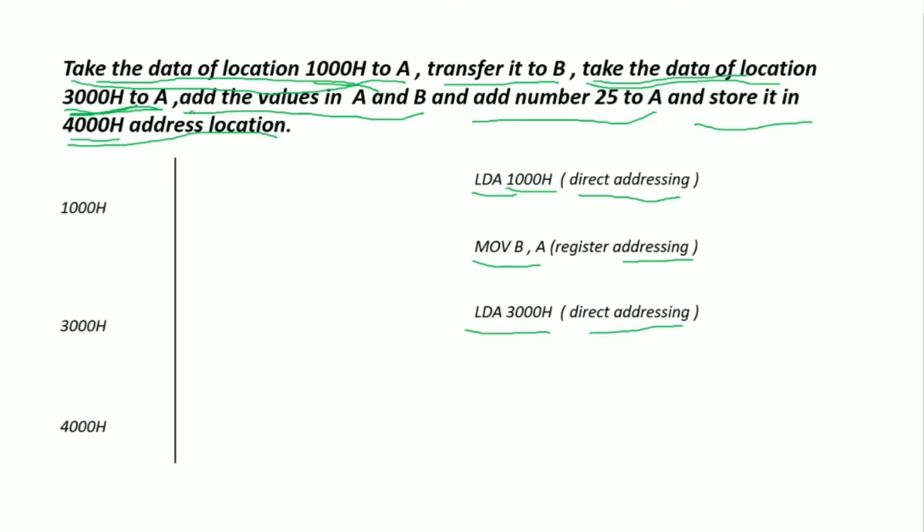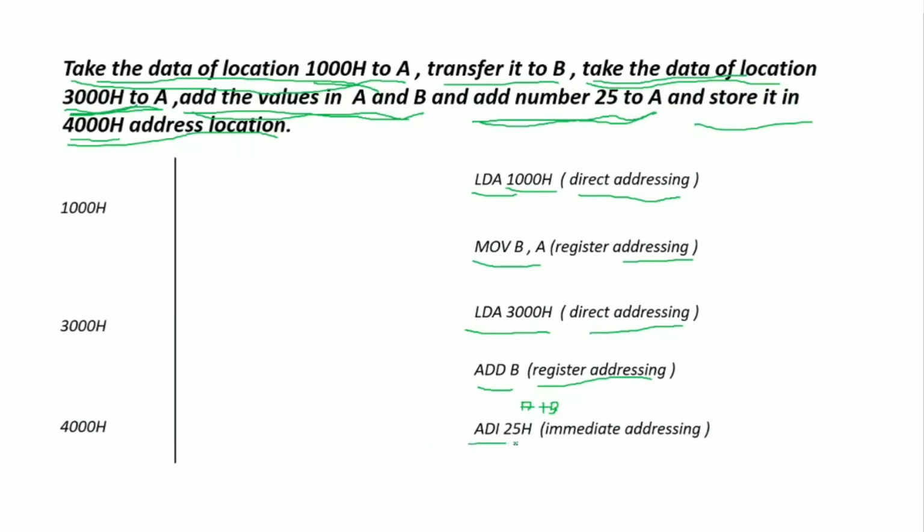And the next thing which we are going to do here is add the values in A and B. So ADD B. So this is again register addressing. So we are just adding the values A plus B. And now the accumulator will contain the value A plus B. And the next thing which we are going to do is add number 25H to A. So the next instruction will be ADI 25H. So it is immediate addressing. Here I is present, so we can easily understand that it is immediate addressing.